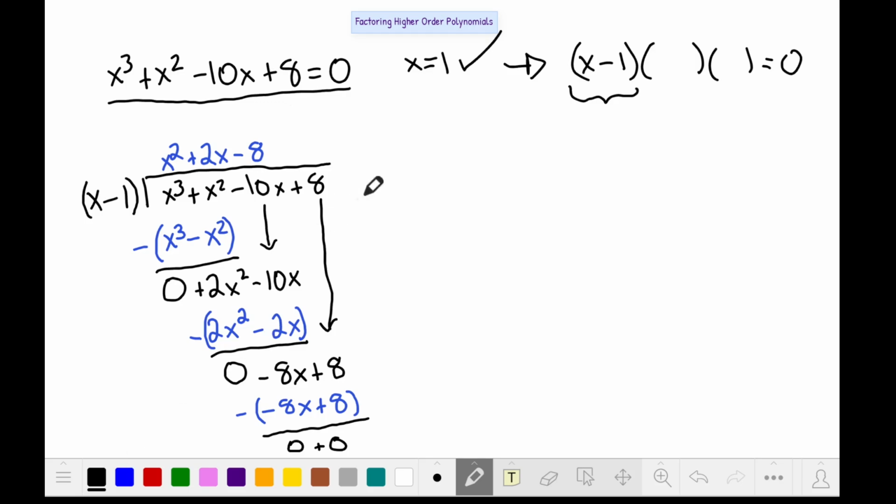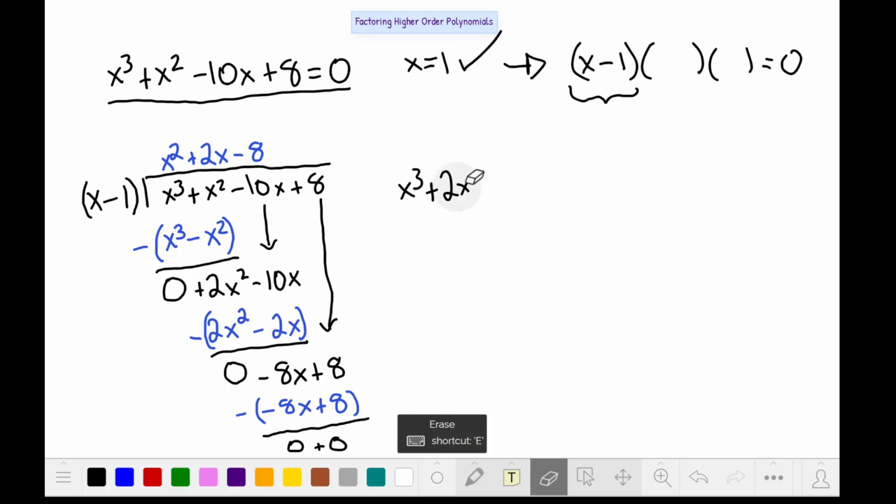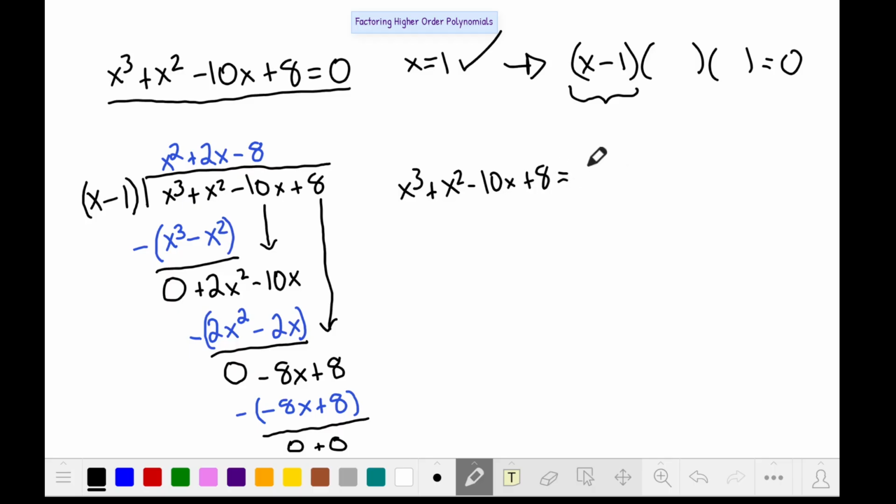So now I can say that x cubed plus x squared minus 10x plus 8 looks like x minus 1 times the term in blue, because that's what we got after we divided the long term by the term on the outside. X squared plus 2x minus 8.